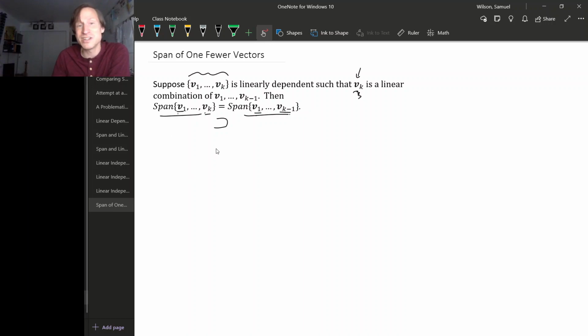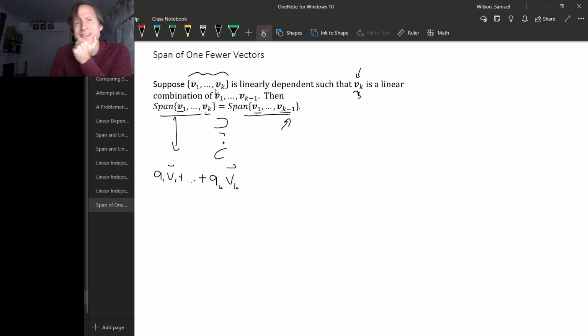So really the only question is the other way: is this containment true the other way around? Is it true that every vector on the left is also in the span on the right? So let's take a vector on the left-hand side. A vector on the left-hand side would be in the form a1 v1 plus ... all the way down to ak vk. And what we need to do is somehow write this as a linear combination of all but the last of the v's.